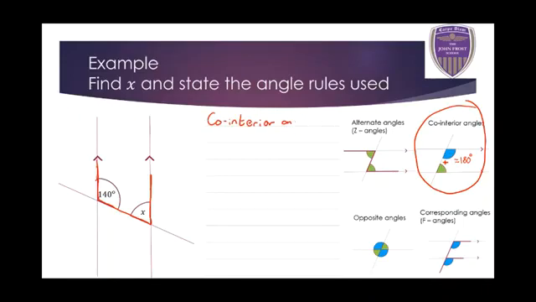So therefore, x plus 140 degrees is equal to 180 degrees. So if something plus 140 is 180, that must mean that x is equal to 180 minus 140 degrees. Okay, so 180 minus 140 equals 40 degrees. So x is 40 degrees. Okay, job done. So have a look at the next one.